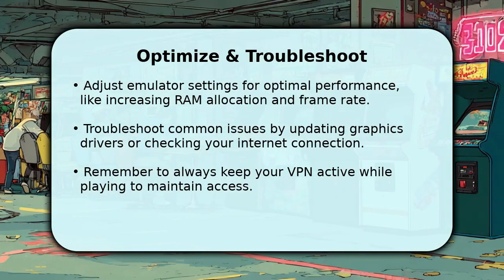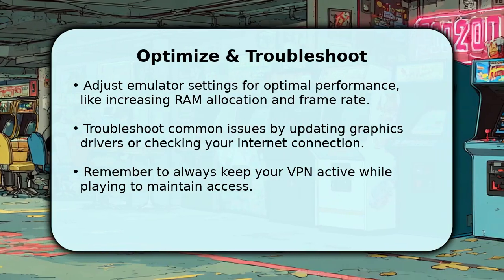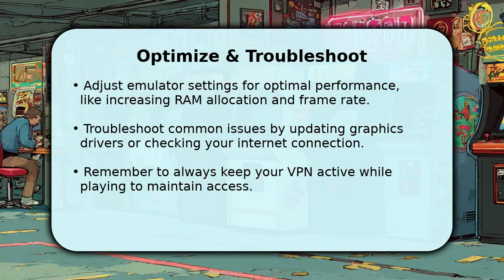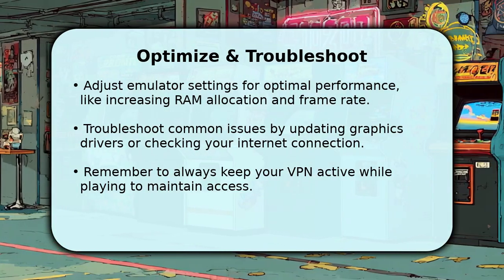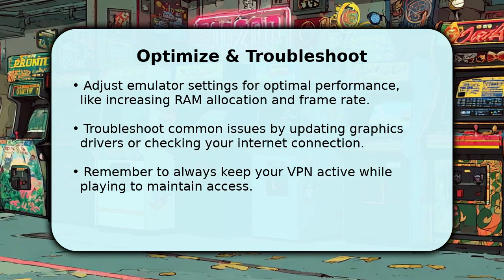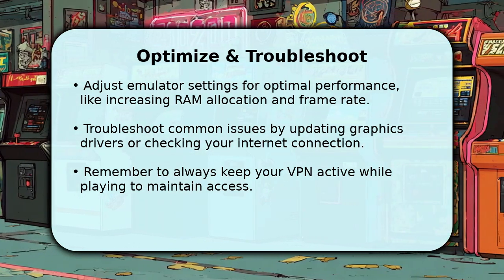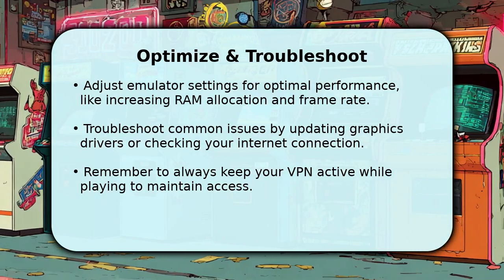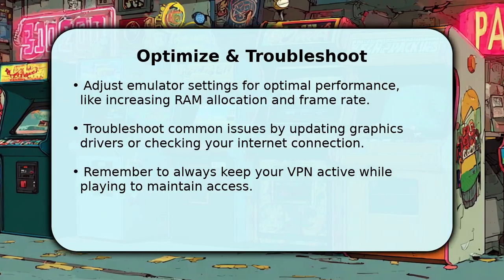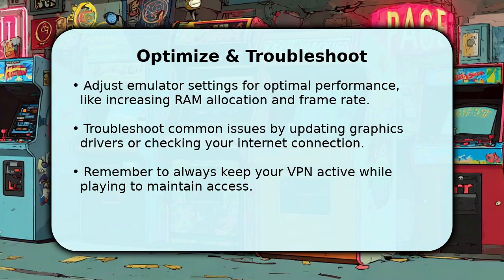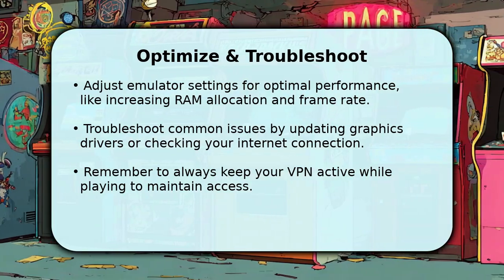For the best experience, optimize your emulator settings. Allocate more RAM, perhaps 4 to 6 GB, and set the frame rate to 60 frames per second if your system allows. If you encounter lag or crashes, update your graphics drivers or temporarily disable other background applications. Always ensure your chosen VPN is active throughout your gameplay session, maintaining that secure, uninterrupted connection. This will help you enjoy smooth, lag-free battles.